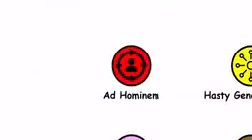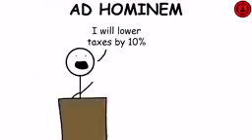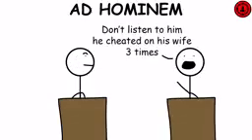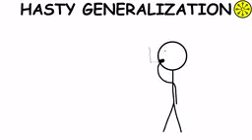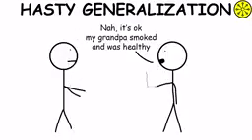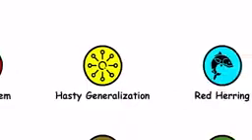Ad hominem fallacy. The ad hominem fallacy happens when someone attempts to discredit someone's argument with personal attacks rather than the substance of the argument itself. Hasty generalization. Hasty generalization, also known as the overgeneralization fallacy, happens when making a claim based on evidence that is just too small.